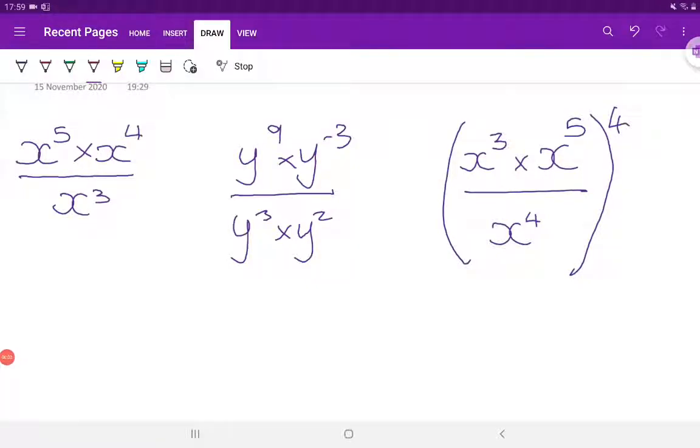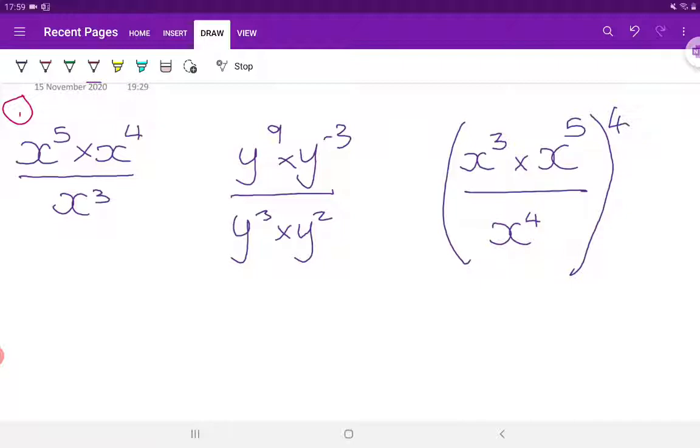Okay, so when we're looking at some of the more complicated indices questions like this, what has to happen is we have to use more than one rule at once here. So this is kind of starting to combine the rules to get questions that are a wee bit longer. So if we look at this first one here, where we've got x to the power of 5 times x to the power of 4 over x to the power of 3.